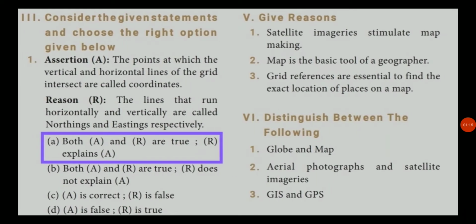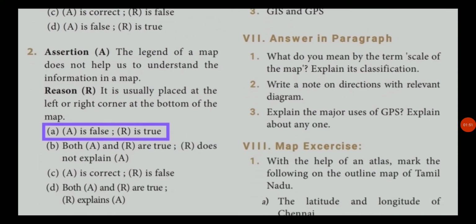From your book, your third topic, consider the given statements and choose the right option given below. This is assertion and reason type question. First one, assertion: the points at which the vertical and horizontal line of the grid intersect are called coordinates. Reason: the lines that run horizontally and vertically are called northing and easting respectively. So, first option is correct. Both assertion and reason are correct, and reason explains the assertion. So, A option is the correct one.